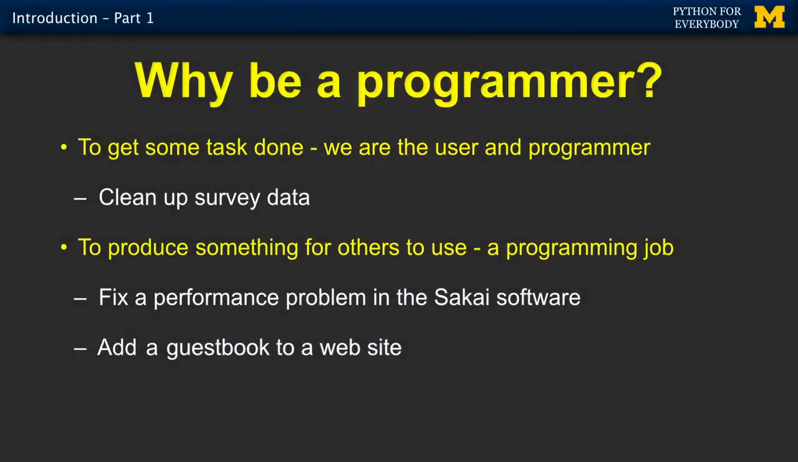Now, what's your motivation to become a programmer? Well, the kind of gross motivation for professional programmers is to build something for everyone else to use. Like, I work on this open source software called Sakai, which millions of people use around the world teaching and learning. It's very rewarding for me. I feel really good about that. You might build a guest book for a website. But that's generally not the first thing that you're going to do with your programming skills.